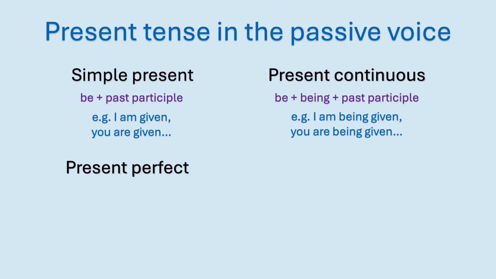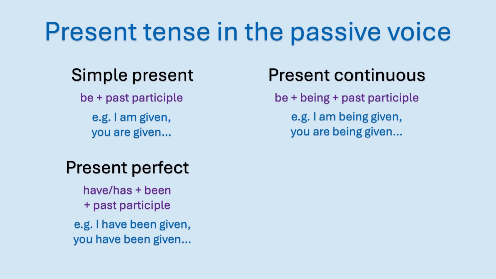Present perfect. This is have or has plus been plus the past participle. I have been given. You have been given. He, she, it has been given. We have been given. They have been given. An example sentence is, you have been awarded Colleague of the Week.